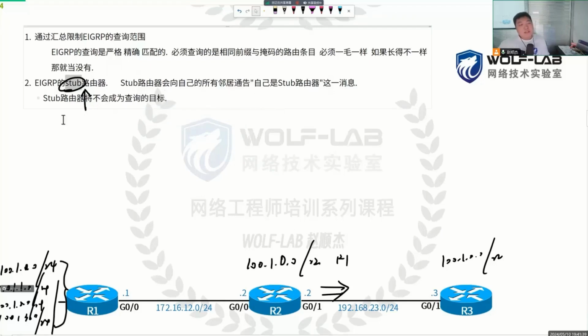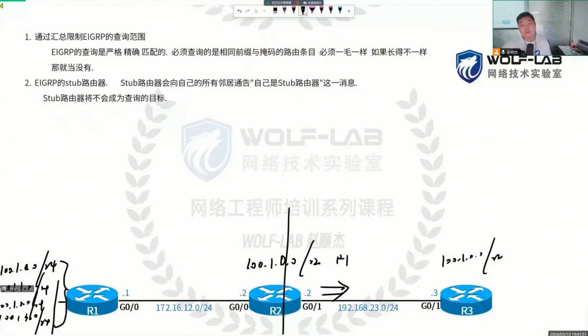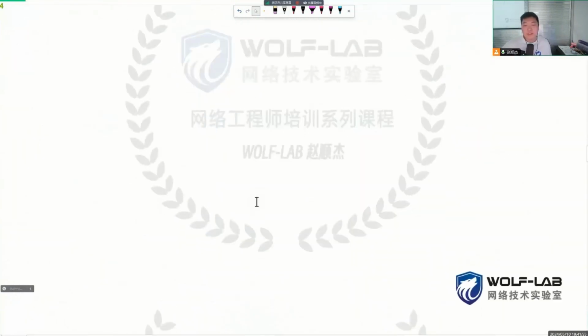Students, what does stub mean? It means boundary. So if we turn an EIGRP router into an EIGRP stub router, then it's quite simple. This is the meaning. Let me draw a diagram for the students.